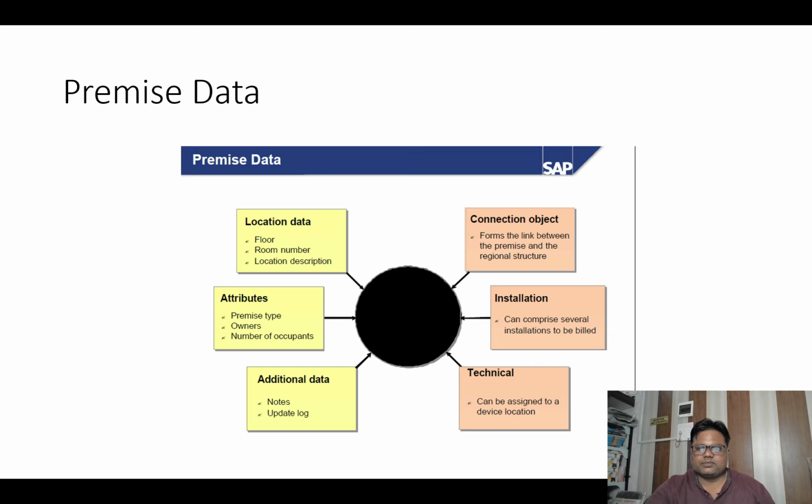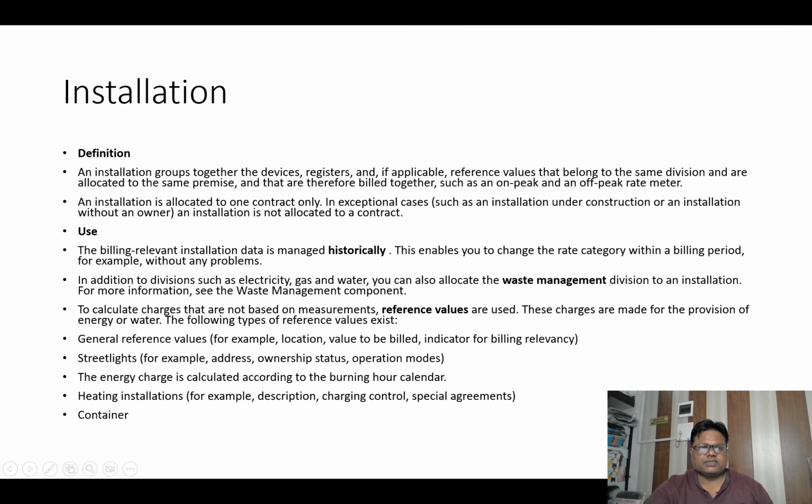Connection object forms the link between the premise and the regional structures. Installations can comprise several installations to be built. Technical can be assigned to a device location. Installation.